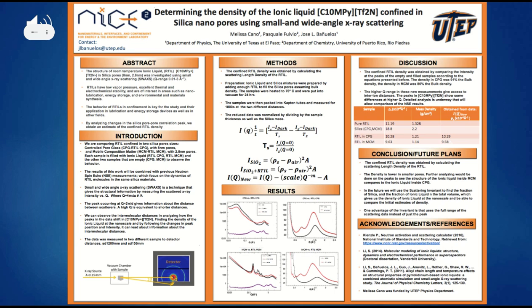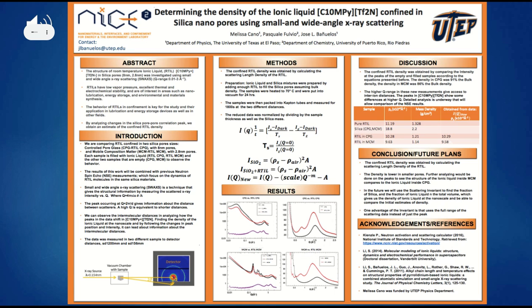The instrument we use is SAXS, and it is an analytical technique that measures the intensities of X-rays scattered by a sample as a function of the scattering angle. This gives structural information by measuring the scattered X-ray intensity versus Q, where Q is 4 pi sine theta over wavelength.